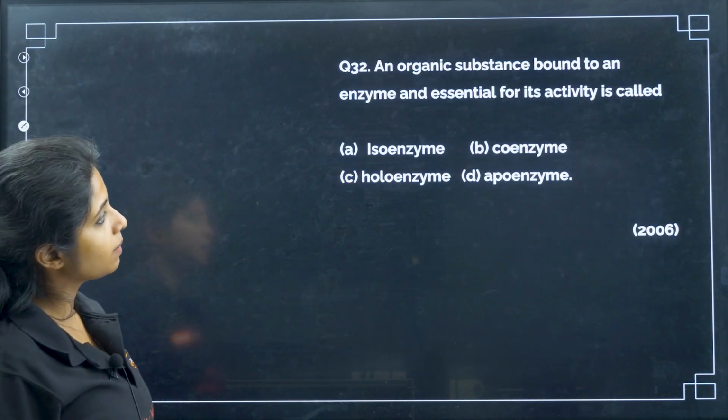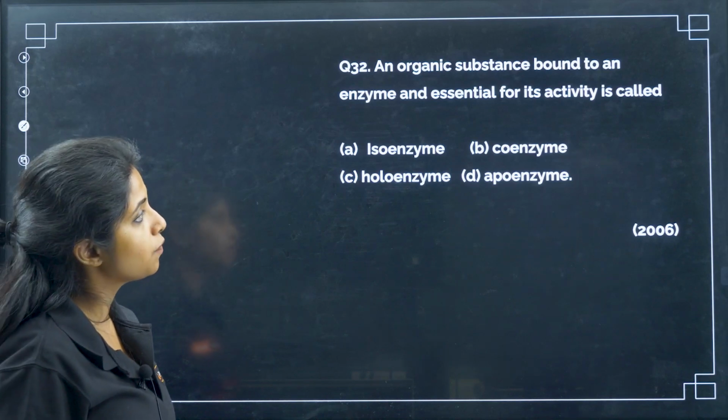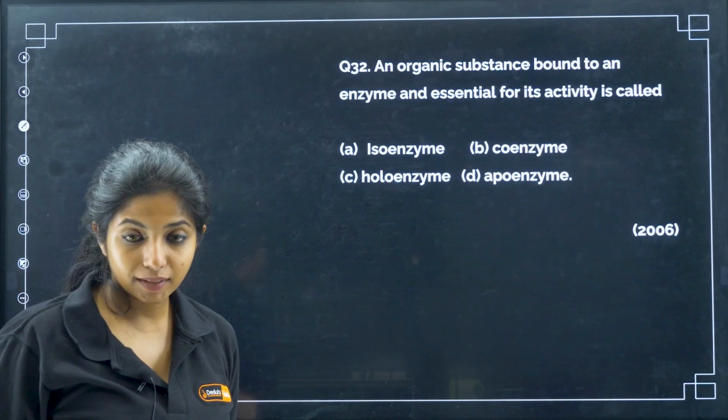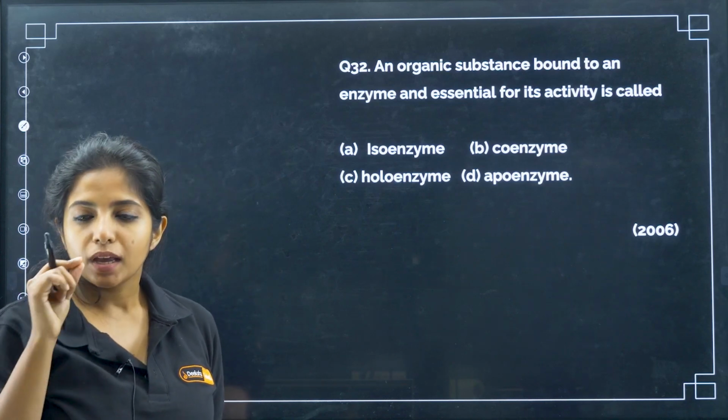Next, an organic substance bound to an enzyme and essential for its activity is called an organic substance. Organic. Okay.